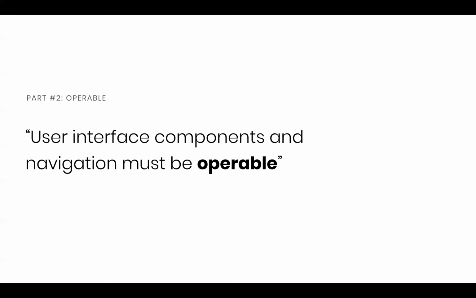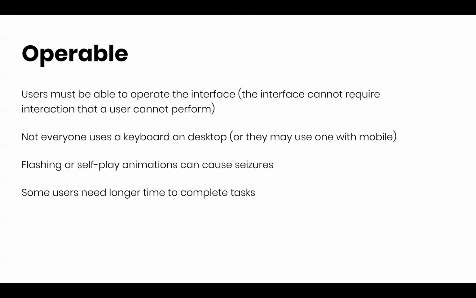So again, we had perceivable as our first part. The second part is operable. In perceivable, I had to actually be able to see it or hear it with my senses. In operable, I must be able to use it. So it's not enough that I can see it, I have to actually do something with it.